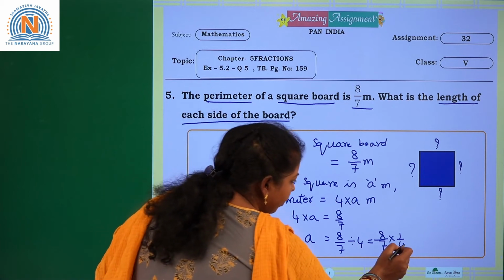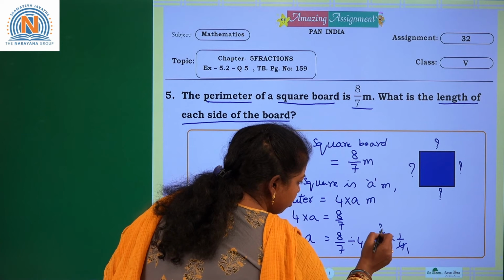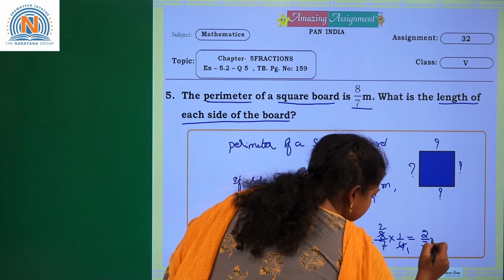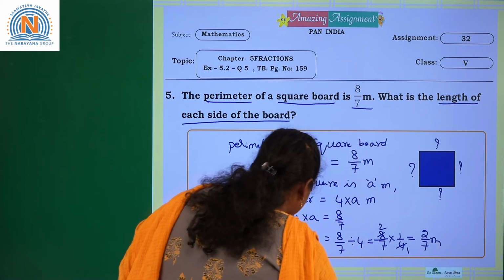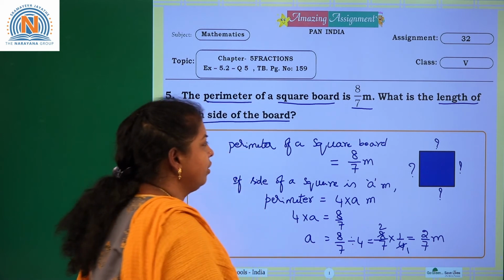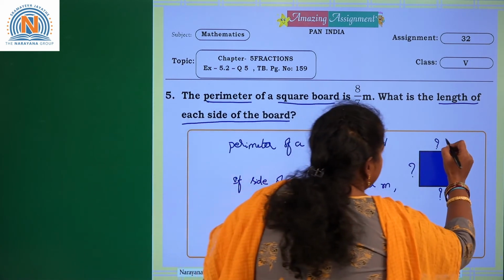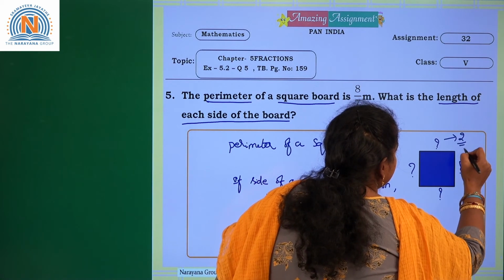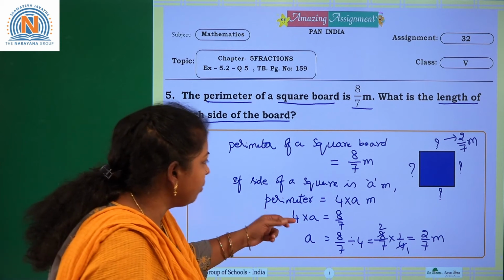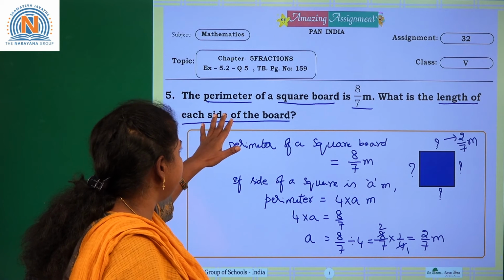How will you cancel out? 4 times 1, 4 times 2. So, what is the answer? 2 by 7 meters. So, what is the length of each side? 2 by 7 meters. Like this you have to first analyze the given question and identify the key terms.